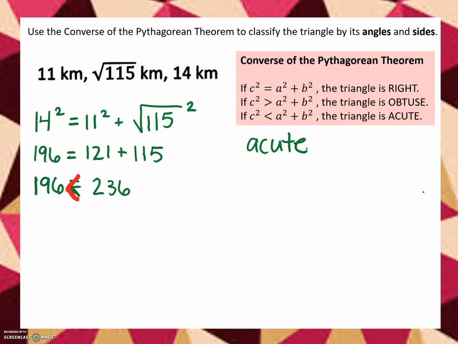Right? That's classifying it by angles. Now classify it by sides. All these side lengths are different, so therefore it's an acute scalene triangle. And we're done. Great job.